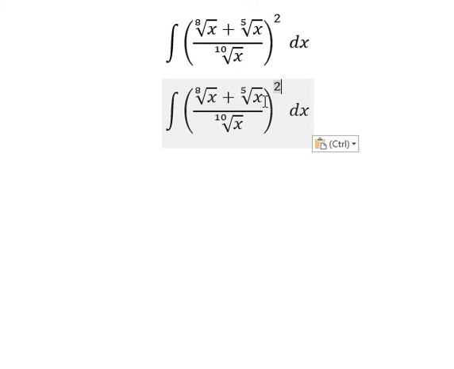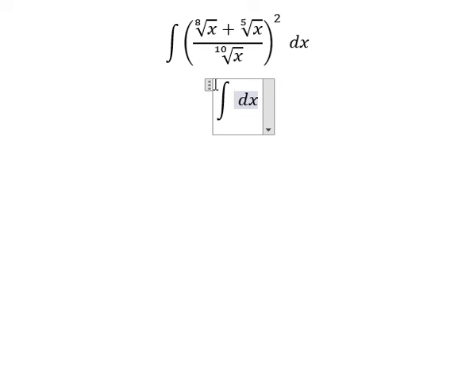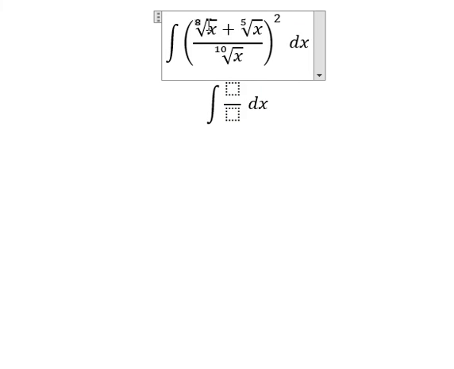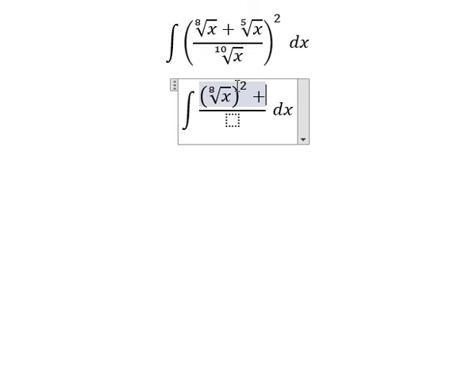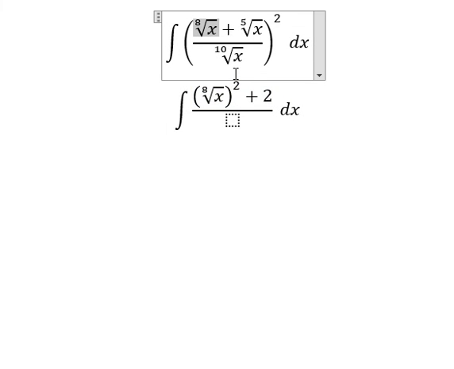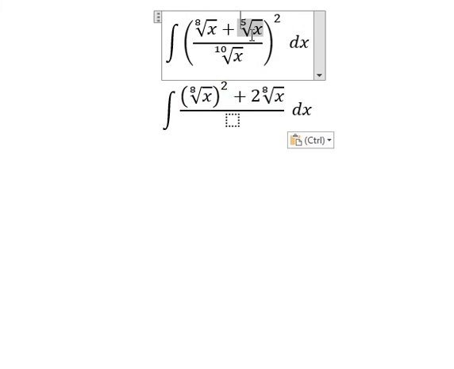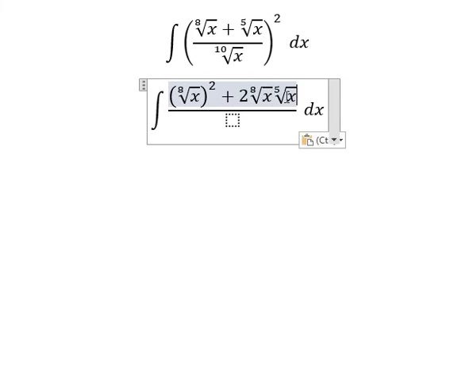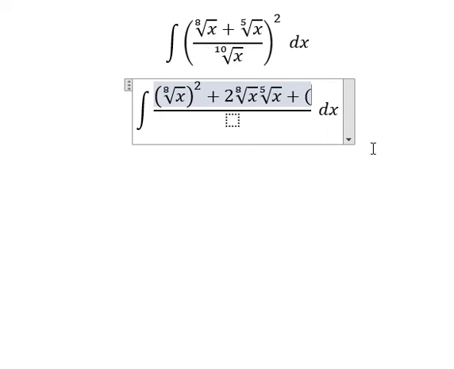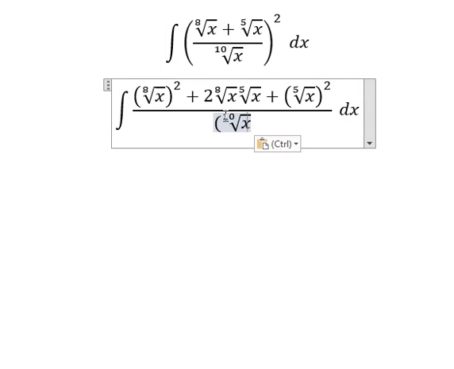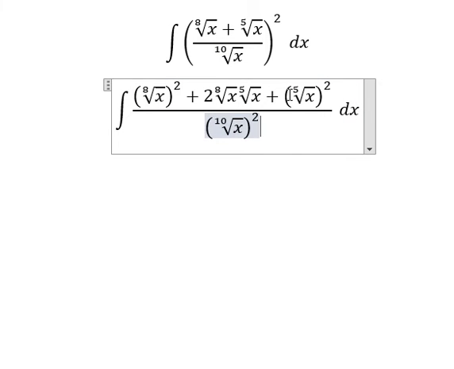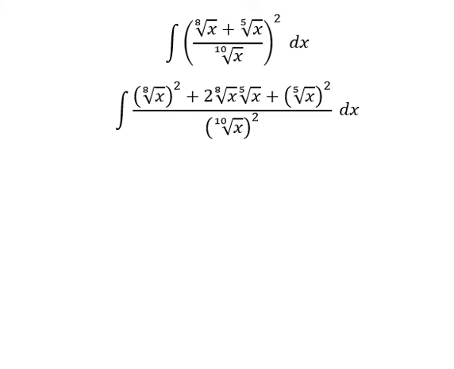We need to expand this one in here. So in this situation, this one we have the power 2, plus number 2 multiplied by this one and this one, plus this one with the power 2, this one with the power 2. For the numerator, I just apply this formula in here.